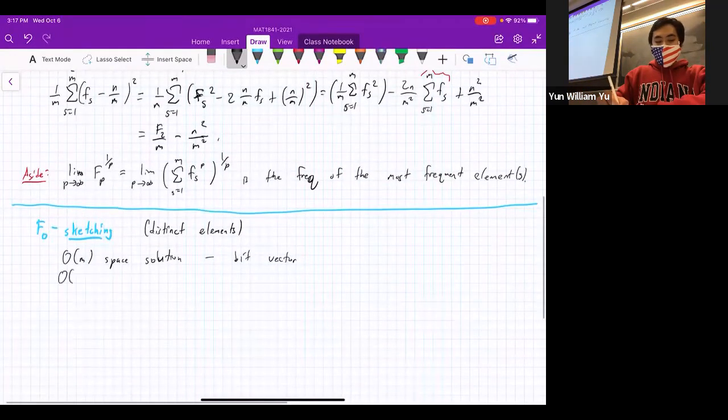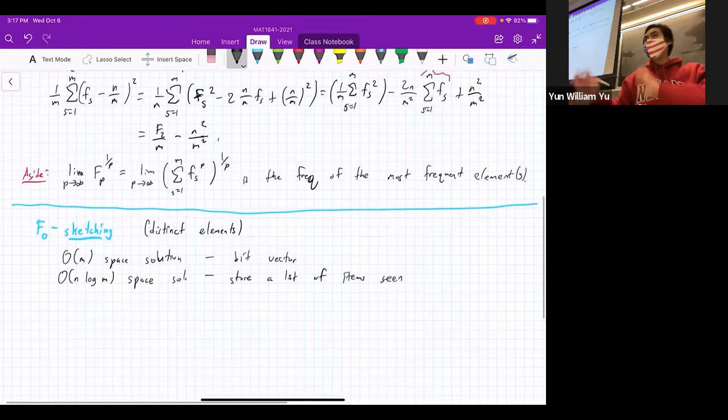We also have an O of N log M space solution. And this is your store list. Store a list of items seen. Or hash table or whatever. But you just store all items you've seen. Each item takes log M space because you need that many bits to specify which item it is. And you're storing n of them.